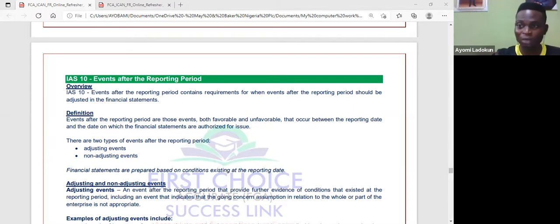Now, how do you compute your recoverable amount? It's computed as the higher of fair value less cost to sell, and value in use. So whenever there is an impairment loss, which is the difference between the carrying amount and the recoverable amount, take it straight to profit or loss account, except there is a balance in the OCI, where the impairment loss will first be taken to the OCI before the balance is now taken to profit or loss account.